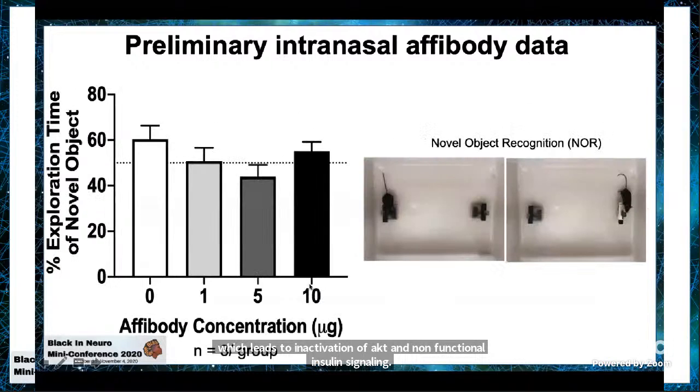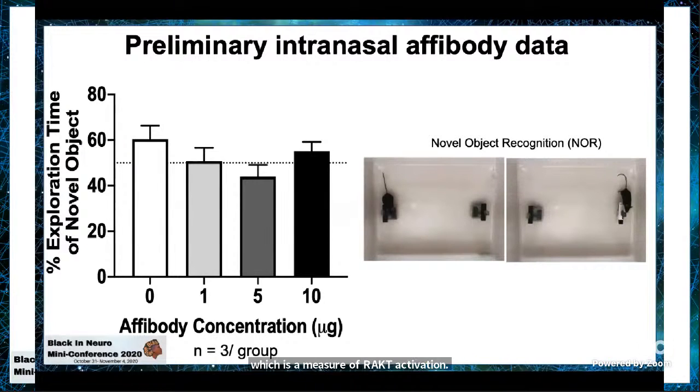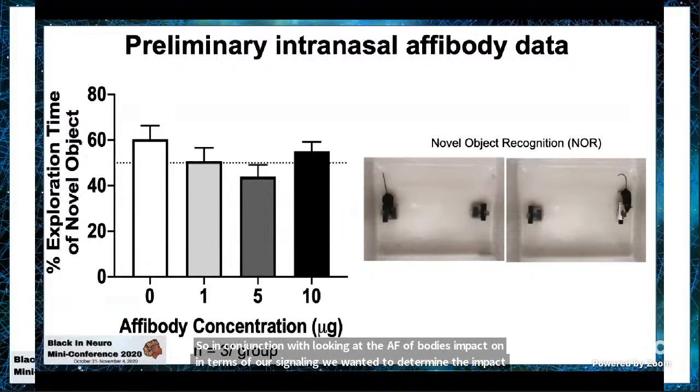So in conjunction with looking at the affibody's impact on insulin receptor signaling, we wanted to determine the impact it had on cognition. This was done by our animals performing our novel object recognition task. The object of this task is to place the animal in the middle of the arena with two similar objects on either side. The animal is allowed to explore for 10 minutes. One hour following the exploration phase, a new object is placed on the right side of the arena and the animal is allowed to explore again.